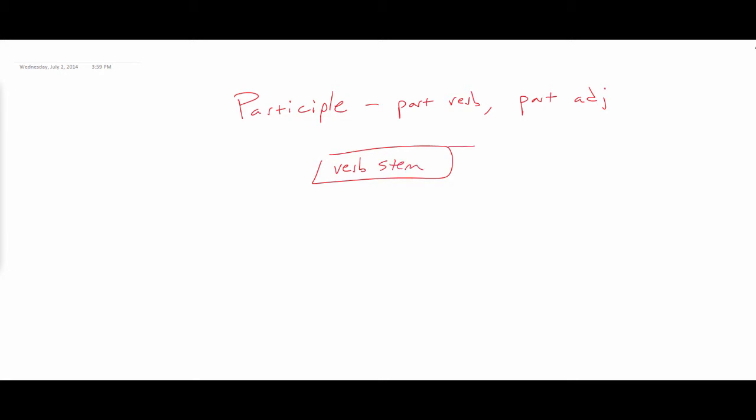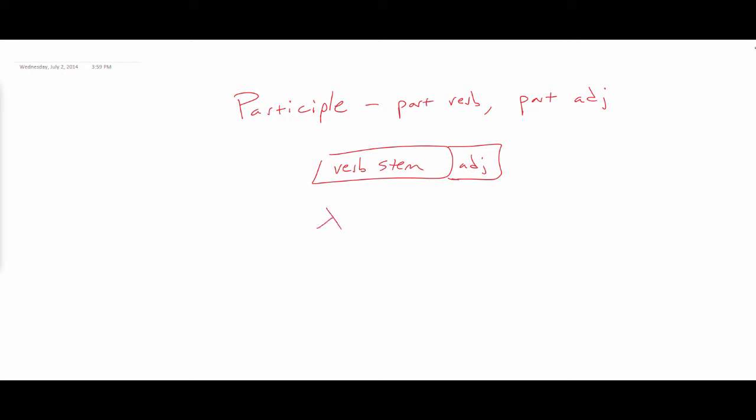What is a participle? It's kind of hard because participles in English are used differently from participles in Greek on a number of different fronts. But a participle is a hybrid. It is part verb and part adjective. It's built on a verb stem, but it's declined like an adjective, often a third declension adjective, sometimes first. It's built on a verb stem and declined like an adjective.